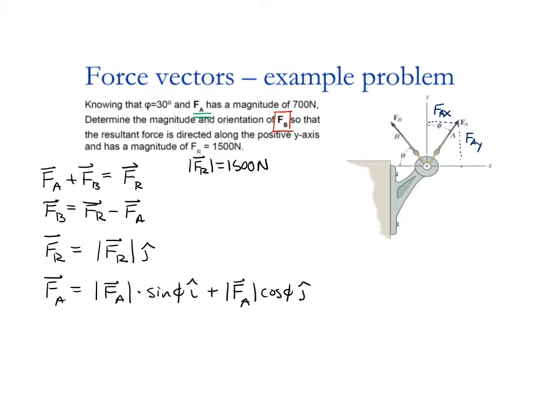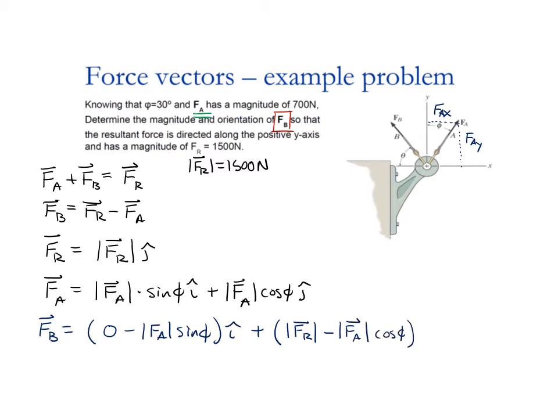Okay, so now we just need to write down the components of Fb. So Fb, to get the x component of Fb, I have to take the x component of Fr, which is 0, minus the x component of Fa, which is the magnitude Fa sine of phi i hat. Right? And then to get the y component, I have to take the y component of Fr, which is the magnitude of Fr, minus the y component of Fa, which is the magnitude of Fa times the cosine of phi j hat. So this is Fbx, the x component of Fb, and this is Fby.